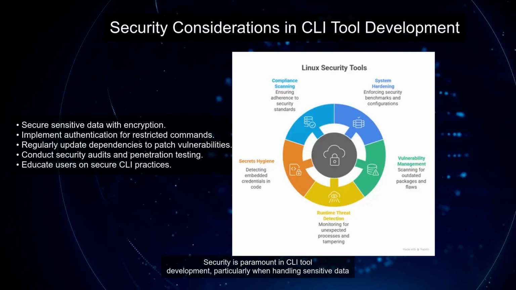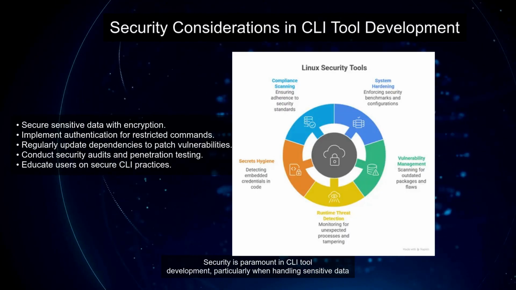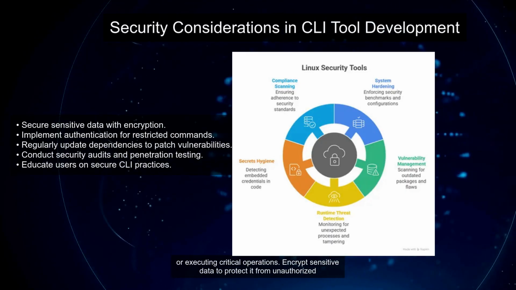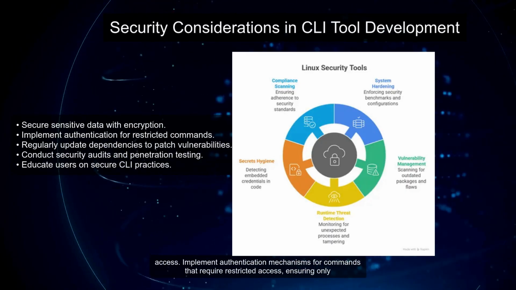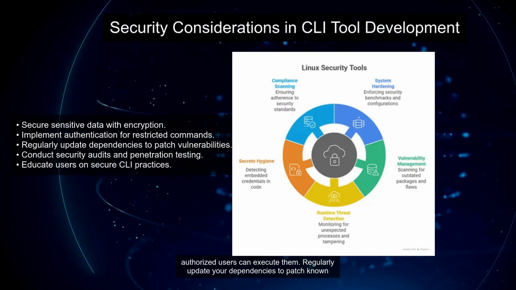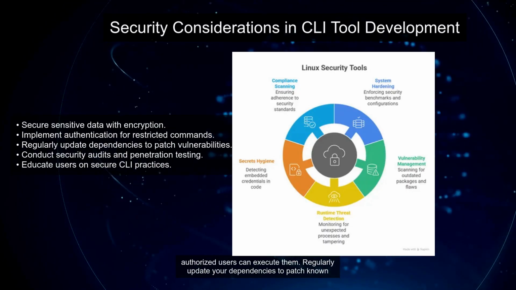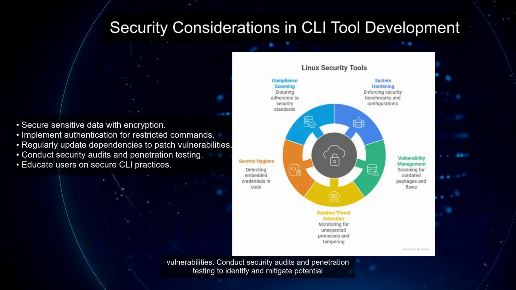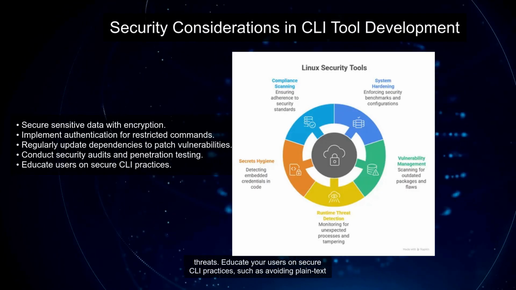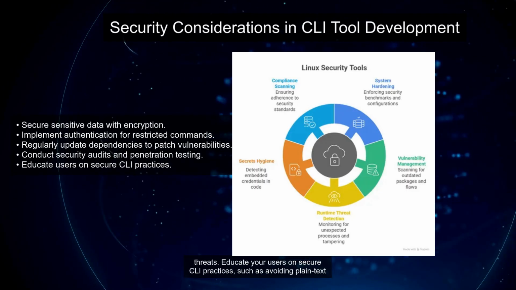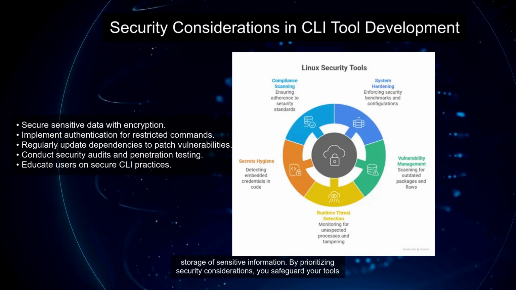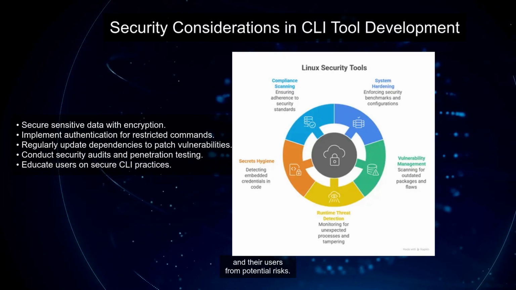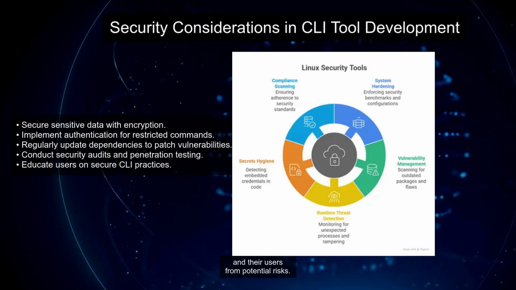Security is paramount in CLI tool development, particularly when handling sensitive data or executing critical operations. Encrypt sensitive data to protect it from unauthorized access. Implement authentication mechanisms for commands that require restricted access, ensuring only authorized users can execute them. Regularly update your dependencies to patch known vulnerabilities. Conduct security audits and penetration testing to identify and mitigate potential threats. Educate your users on secure CLI practices, such as avoiding plain text storage of sensitive information. By prioritizing security considerations, you safeguard your tools and their users from potential risks.